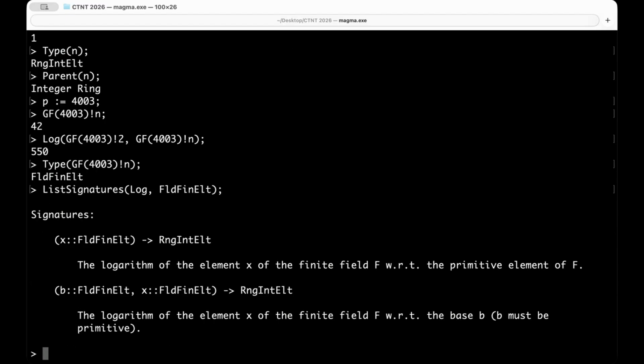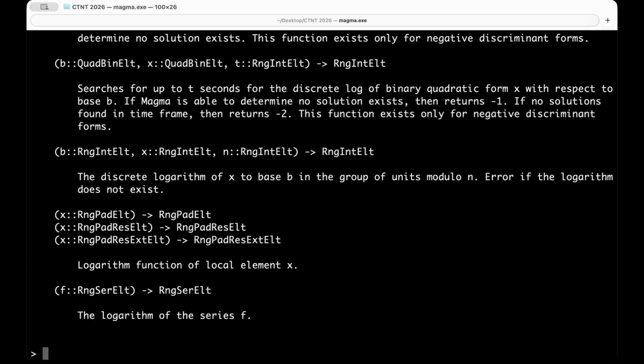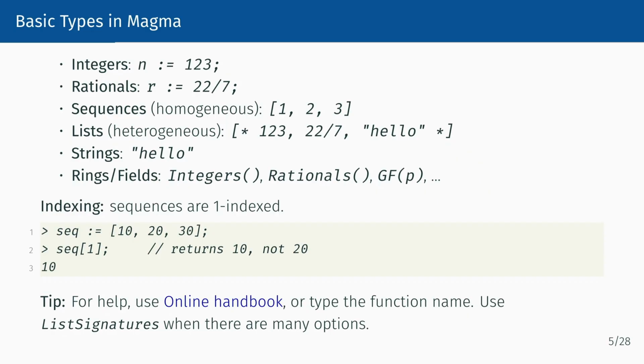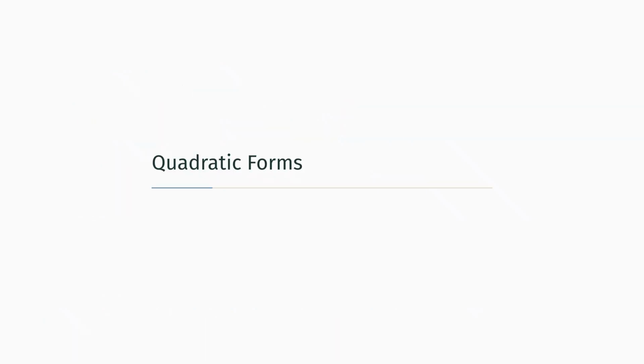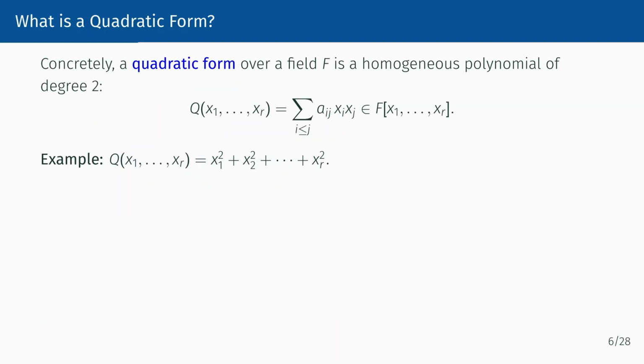And it will tell me what I need to type in order to get the log of a finite field element. I could also just type log and see what kind of log functions there are. But as you see, there are many log functions involving different things. For example, there's a log of binary quadratic forms, which is an interesting thing by itself. But let me not dwell too much on this, and go on to quadratic forms.